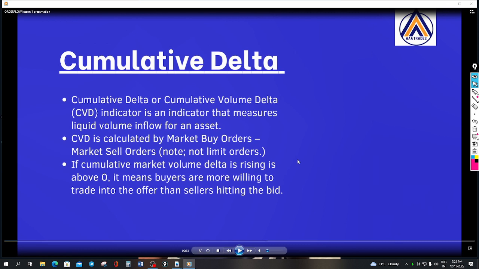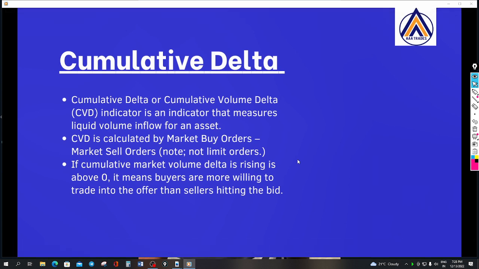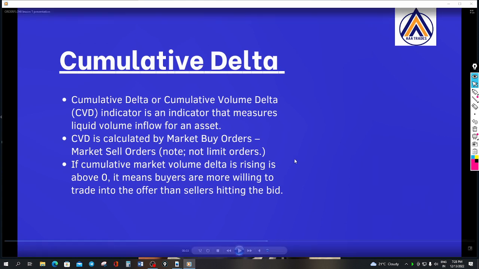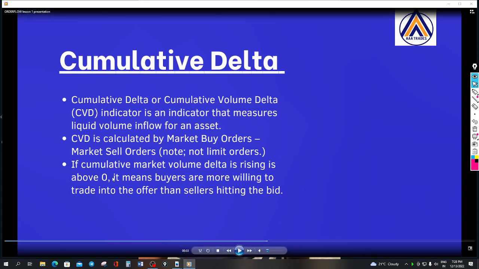If the cumulative market volume delta is rising above zero, it means buyers are in control. Simple as that. Buyers are in control and willing to trade into the offer, rather than the sellers hitting the bid. So let us not go deep into this. If the cumulative delta is above zero, the buyers are in control until it becomes negative.